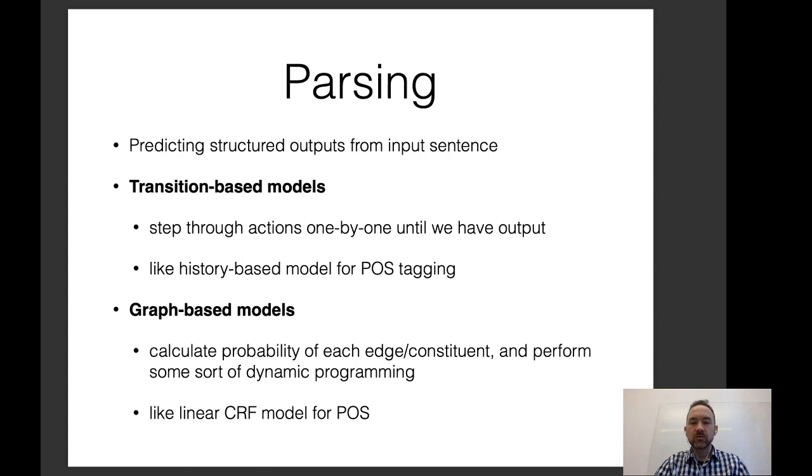So I'm going to go through a couple of these models, but please think back to what you already know about sequence labeling or sequence tagging models, and you should be able to make the connections there.